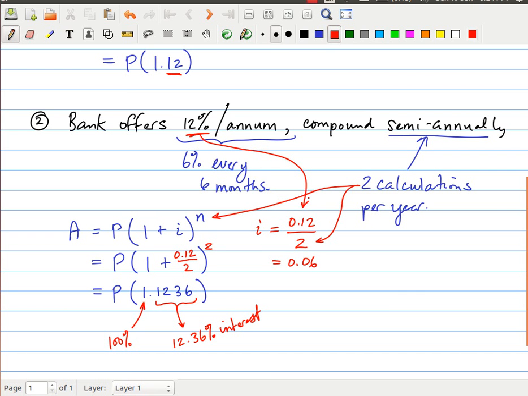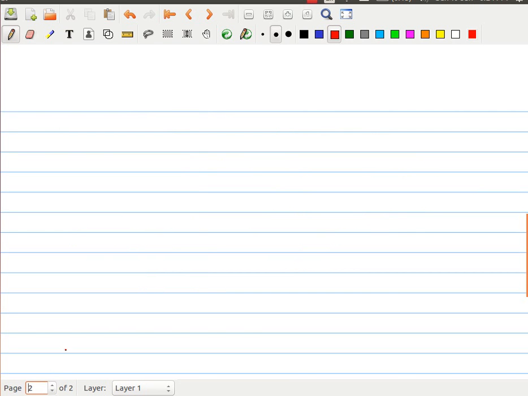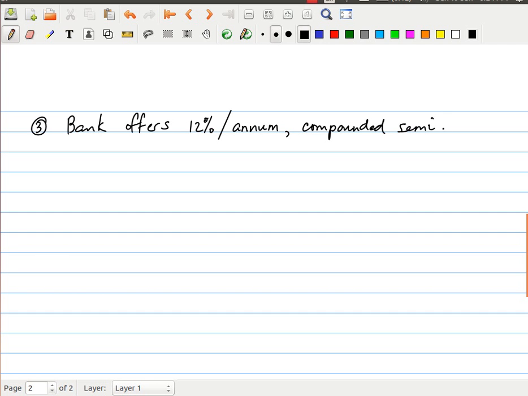And the reason the third example comes up has to do with mortgages. So I'm going to move to a new page. And so now we've got scenario 3, which is the bank offers, and once again I'm going to say 12% per year per annum, and it's compounded semi-annually, so that part hasn't changed. And if you're familiar with Canadian mortgages, you know that compounding semi-annually, that's required by law.